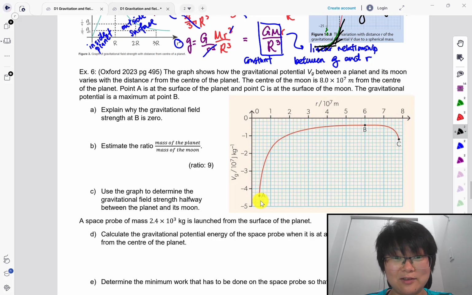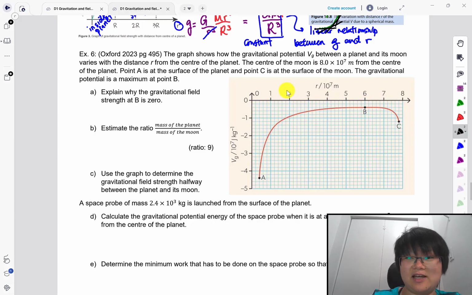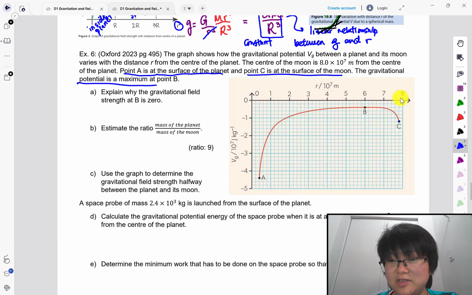one of these together. This is the source of the question. You can probably find that on your own. This is showing that here you have the planet, whose surface is at point A, so from that you can deduce the radius of the planet. B is somewhere in between, where the gravitational potential is at a maximum. And then point C is on the surface of the moon, so you can also deduce the size of the moon as well.